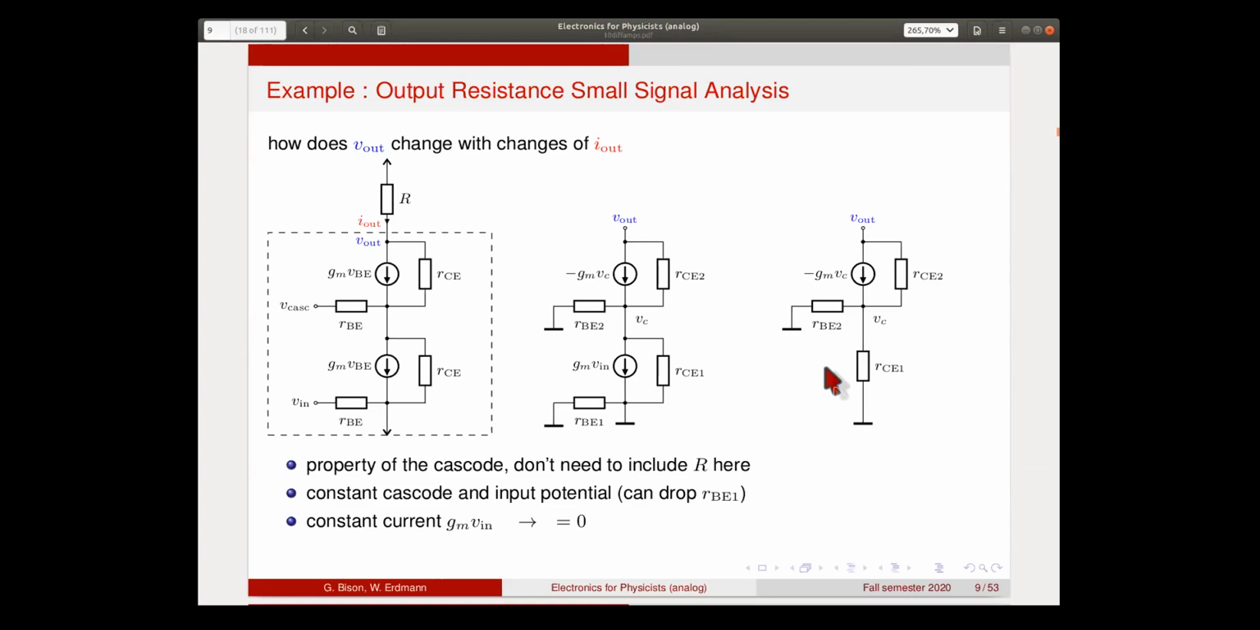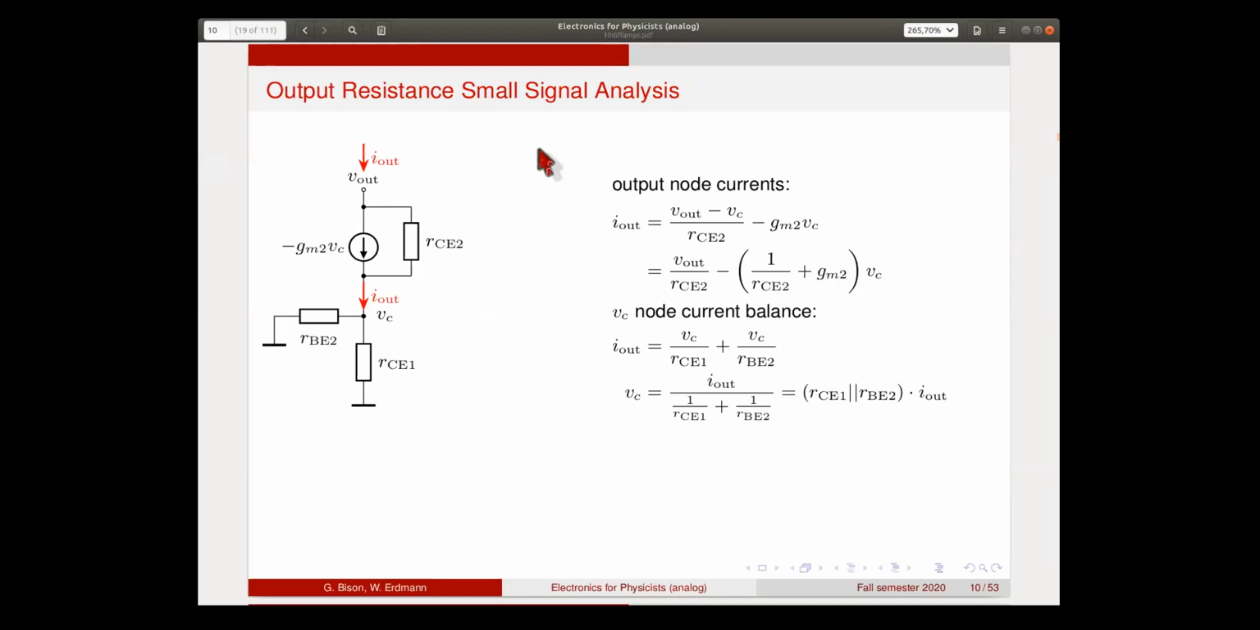So we have these three resistors and one current source that is controlled by the base voltage, by the difference between the base and the emitter of this transistor. Okay, so to analyze this circuit now, we start with the current balance in the output node, which is here. We have the external current we call I out flowing in from here. Then we have the current that flows through this resistor, given by the difference between V out and VC divided by RCE2.